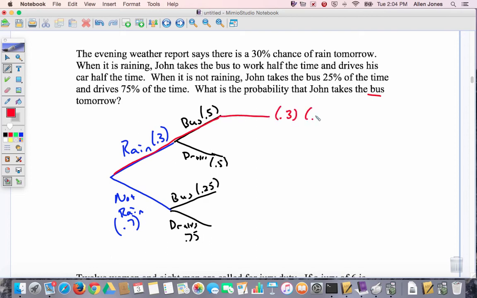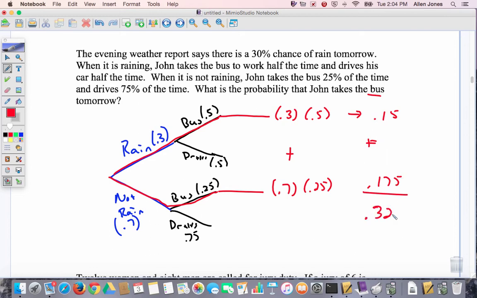And we want to find the probability that John takes the bus tomorrow, so I follow my branches out here. Rain and bus is 0.3 times 0.5 plus, when it doesn't rain, John takes the bus 25% of the time, so 0.7 times 0.25, and those numbers are 0.15 plus 0.175, or John's chance of taking the bus tomorrow is 0.325 or 32.5%.